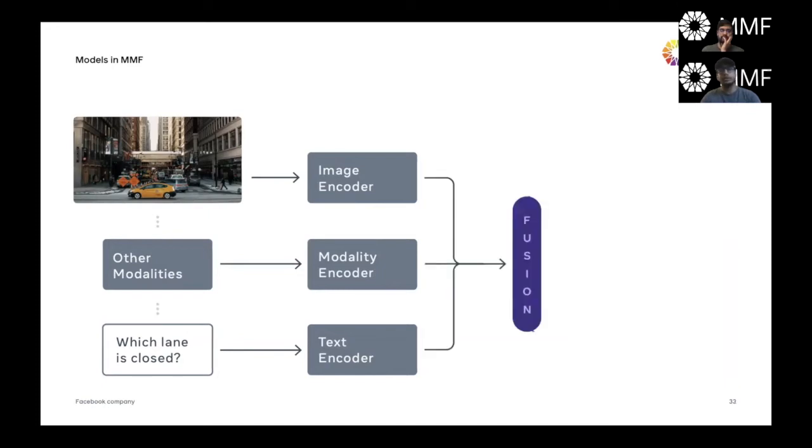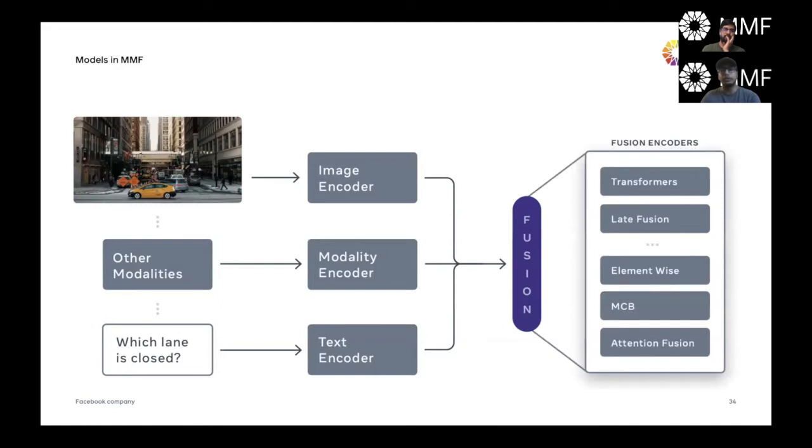So once we have the encoder outputs, we do a fusion. The fusion can be of different types, whether it's an early fusion or late fusion. We can use different types of fusion encoders for this case, whether it can be transformers or different types of late fusion models, or we can even do attention fusion or other types.